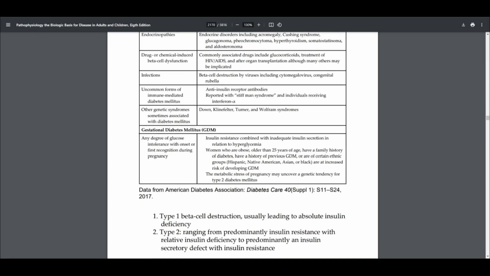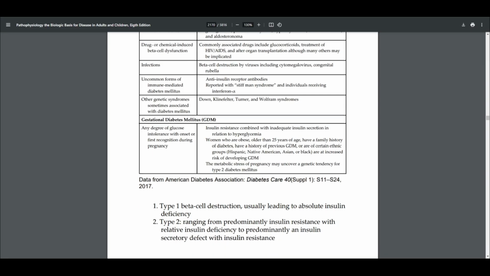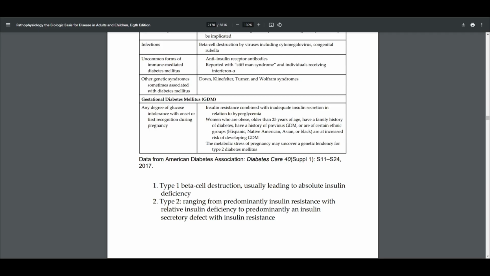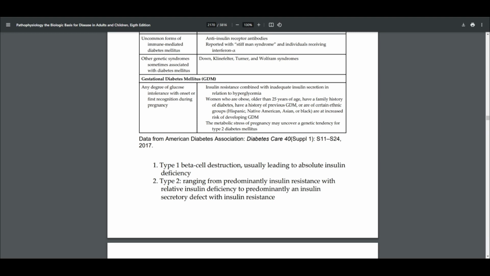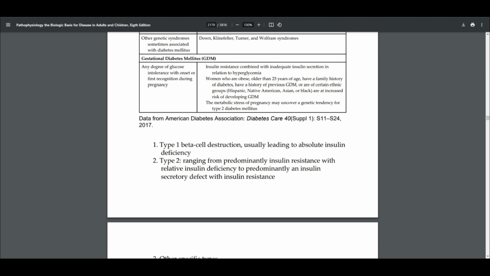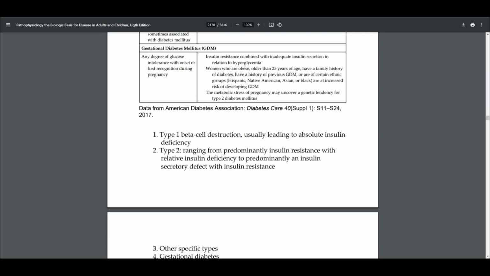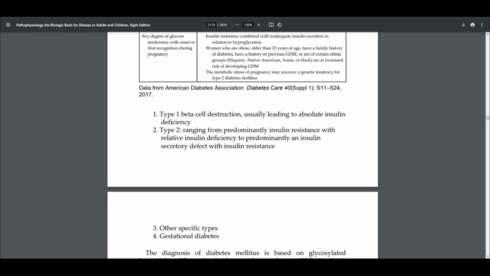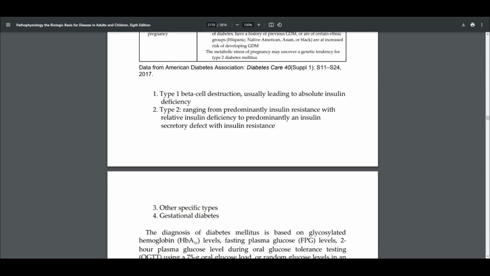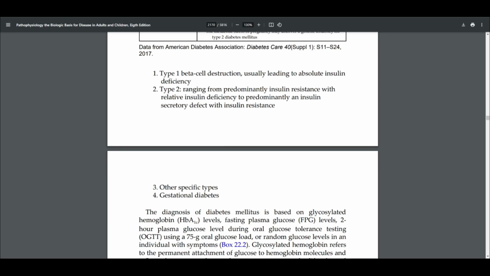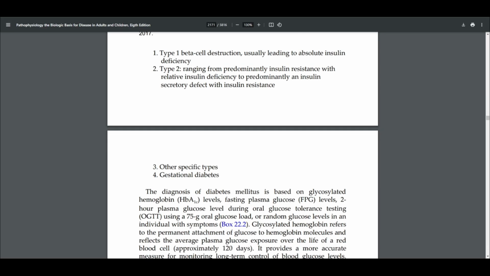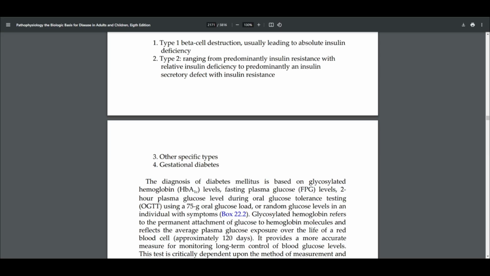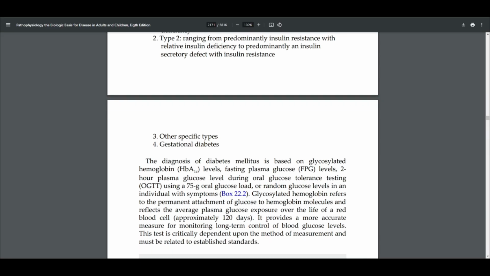Alright, so of the four types, type 1 is beta cell destruction, usually leading to absolute insulin deficiency. Type 2 ranges from predominantly insulin resistance with relative insulin deficiency to predominantly an insulin secretory defect with insulin resistance. Type 3 are other specific types, very specific there, and gestational diabetes.